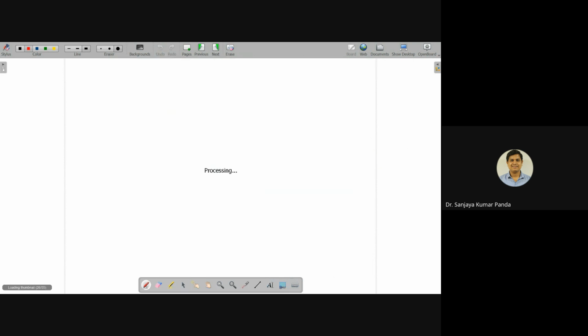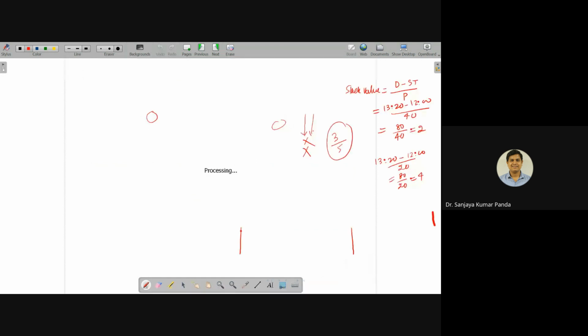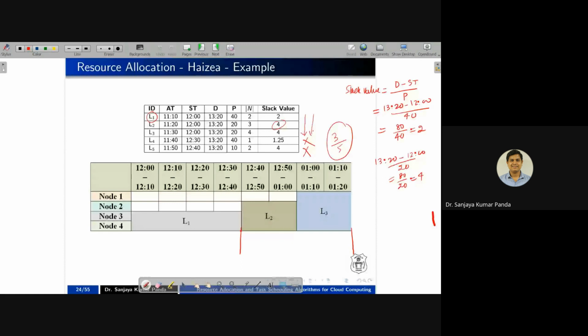So let us take an example to understand it. I am taking the same example so that you can understand. L1, L2, L3 are three different leases, and their slack values are also calculated. All the slack values are greater than 1.1, so nothing to worry about. So they are allowed to execute. I have assigned L1 first, then L2, then L3. So you will get a sequence like this, which we have seen here: L1 followed by L2, L3. Whatever you got in Hygia, the same thing you will get in the case of the DPS algorithm.